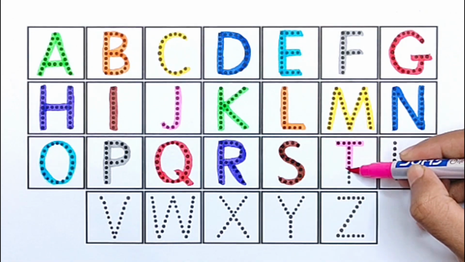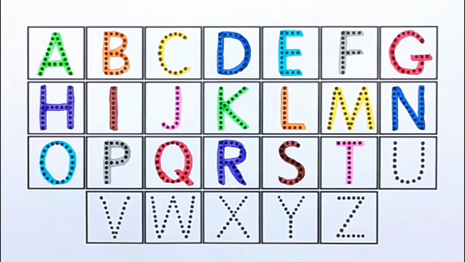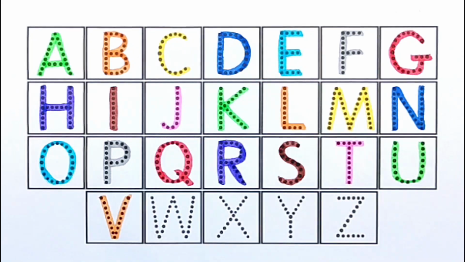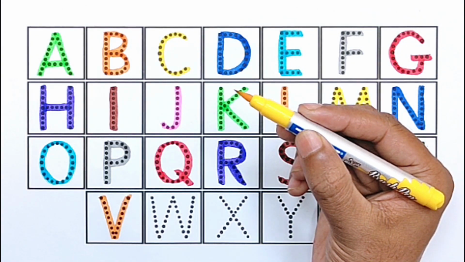T for tomato, light green color. U for umbrella, orange color. V for vest, yellow color.